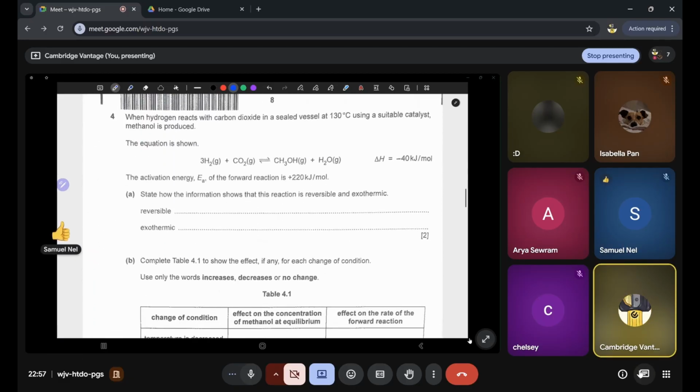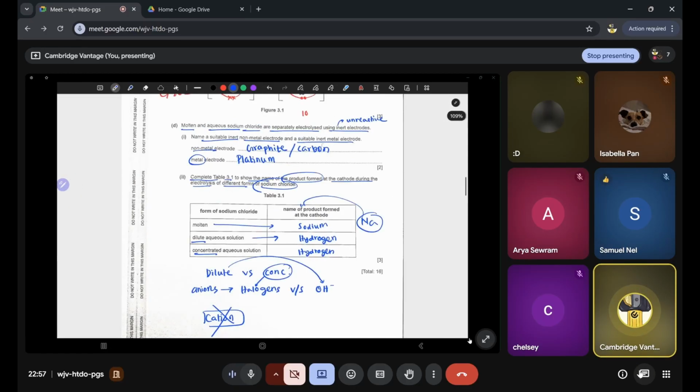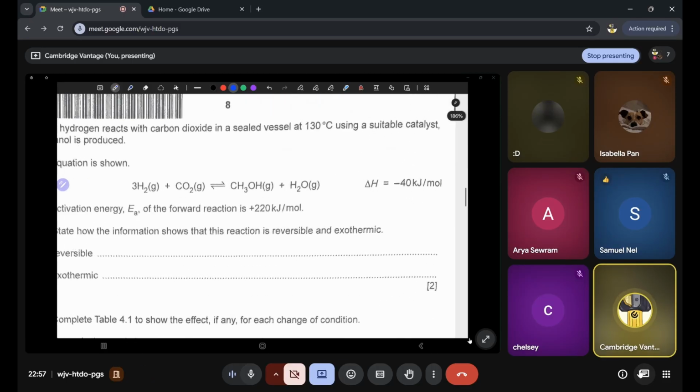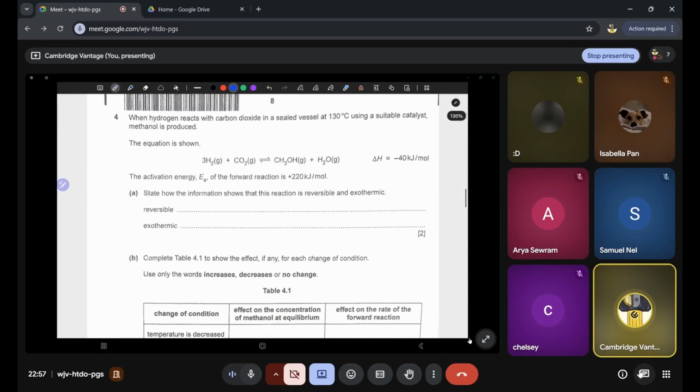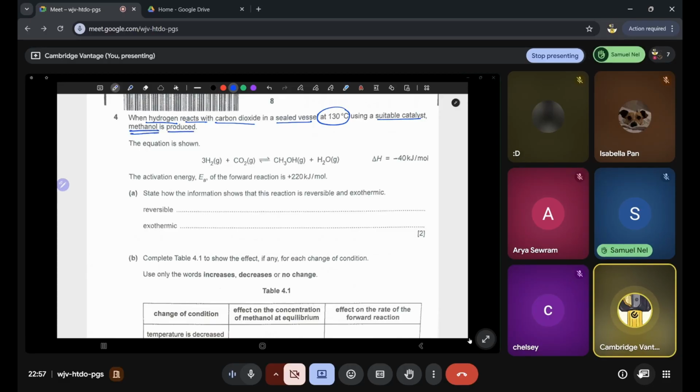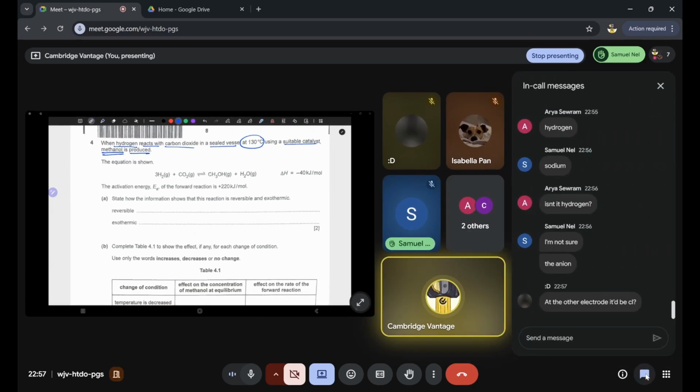All right, thank you. Okay, so that is the end of question number 3. We are in question number 4 now. And what is question number 4 about? When hydrogen reacts with carbon dioxide in a sealed vessel at 130 degrees using a suitable catalyst, methanol is produced. All right, so we are at the organic chemistry section of this paper. Sam, do you have a question? Your hand is raised.